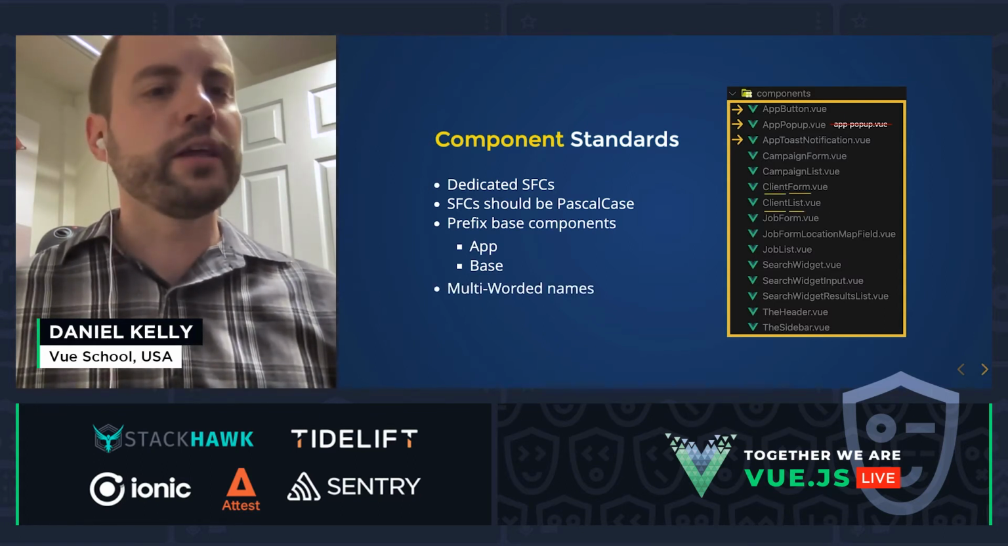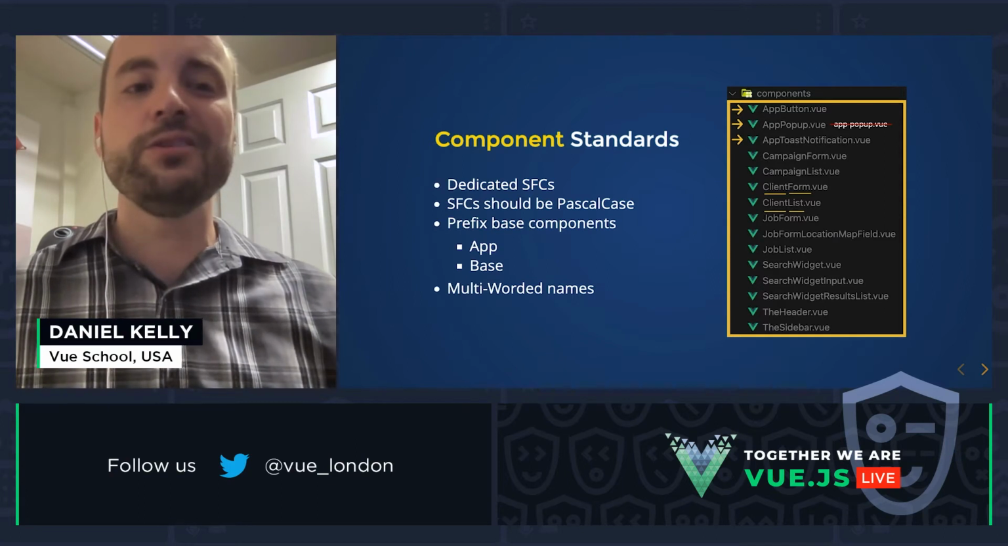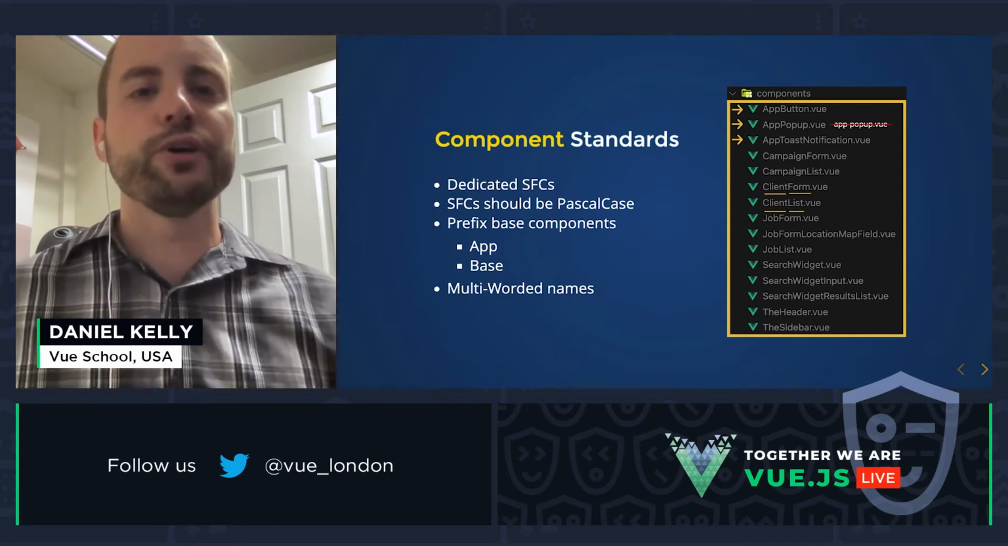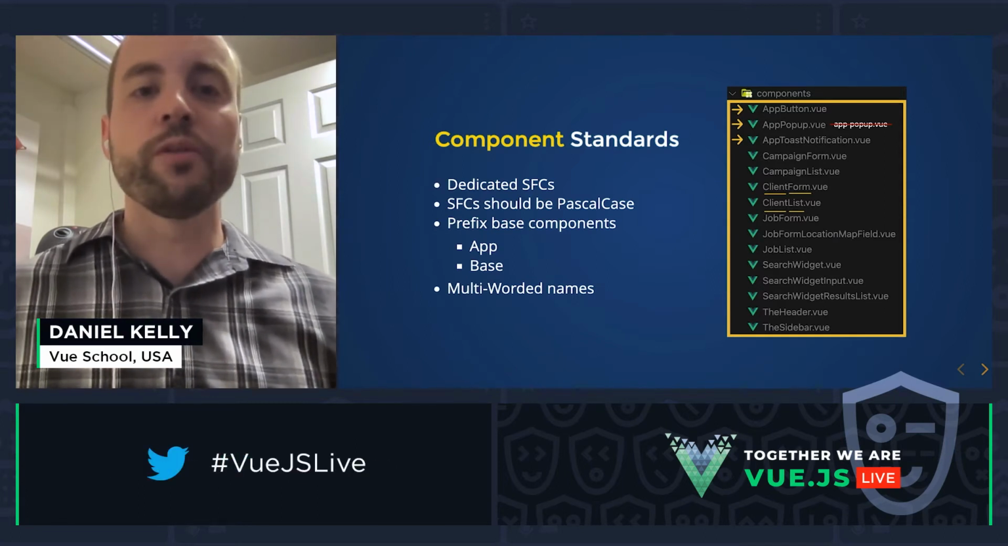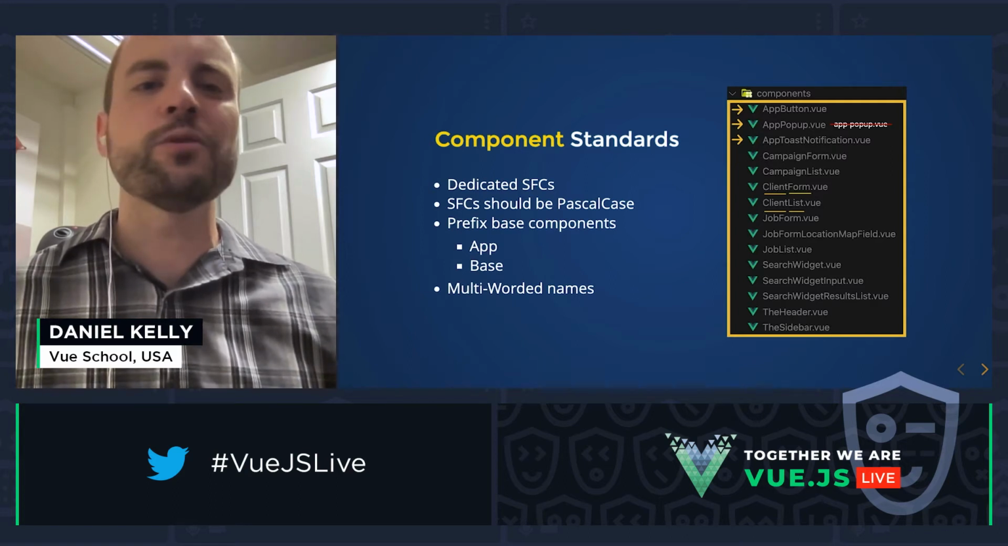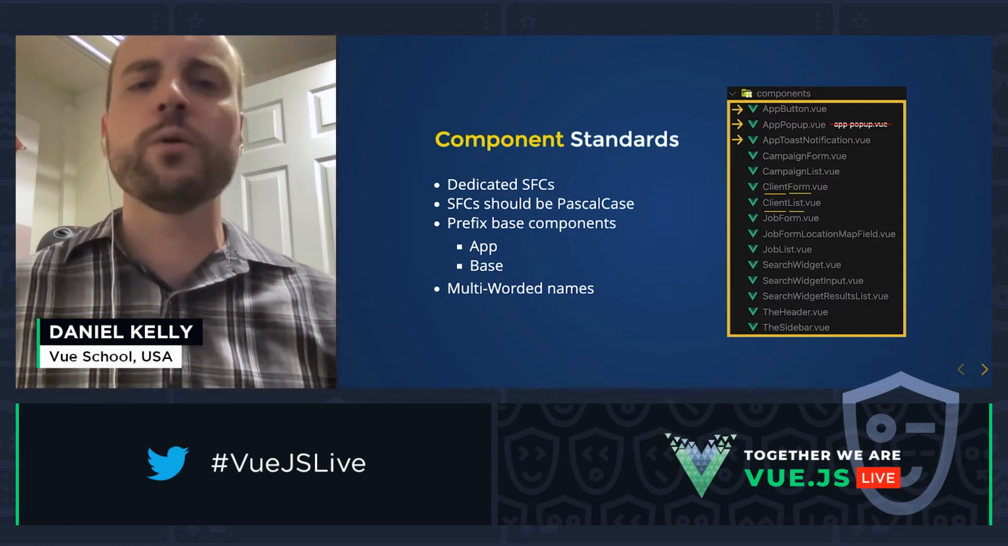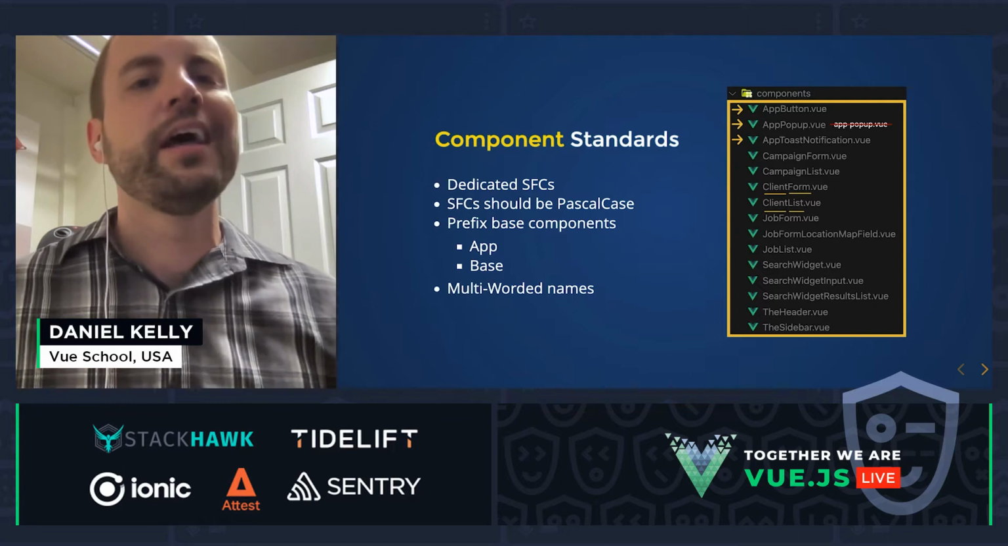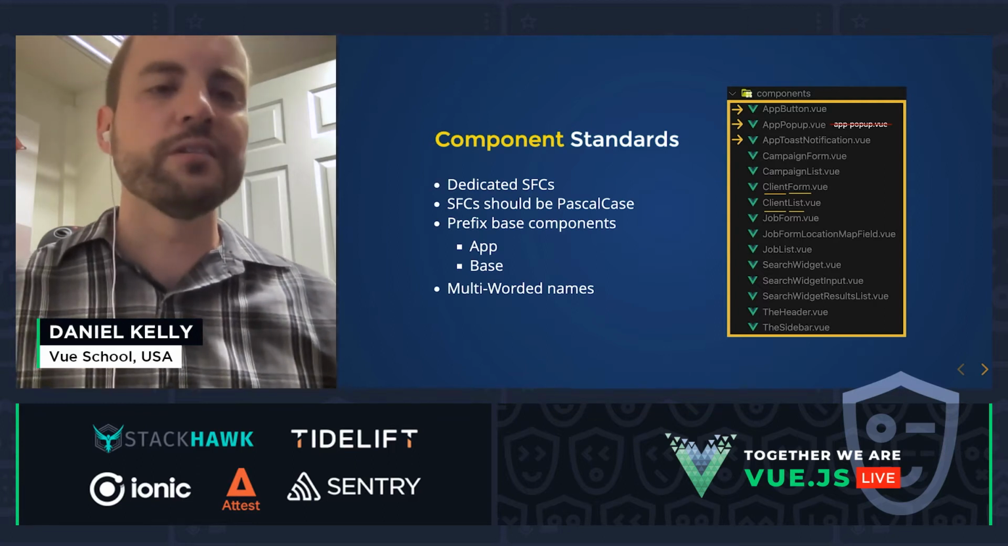Alright, another thing in the Vue.js style guide is to use multi-worded names for your components. And this is really more than just a stylistic thing. This is in order to prevent clashing with future or existing HTML elements, as they are by definition always a single word.